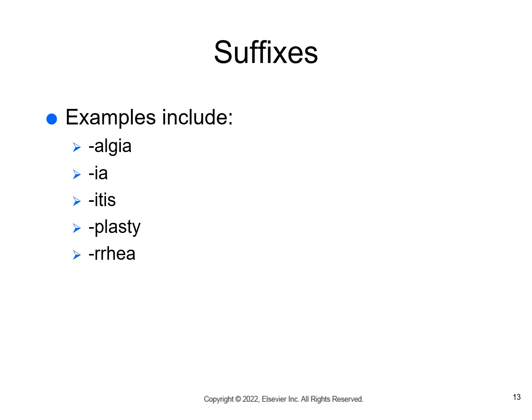Some of the suffixes you'll also see are familiar. So examples here are algia, which refers to pain. IA on the end of a word means it's decreased or an abnormal state or a condition of. Itis is inflammation. Plasty means surgical repair. So in this case, this is going to imply a surgical procedure of whatever precedes that. And rhea refers to flow or discharge.